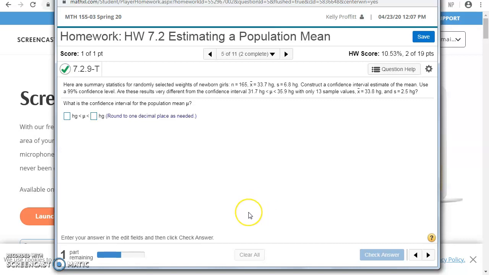Hey guys, I had a question on 7.2, problem number 5 in the homework. So let's get to it.